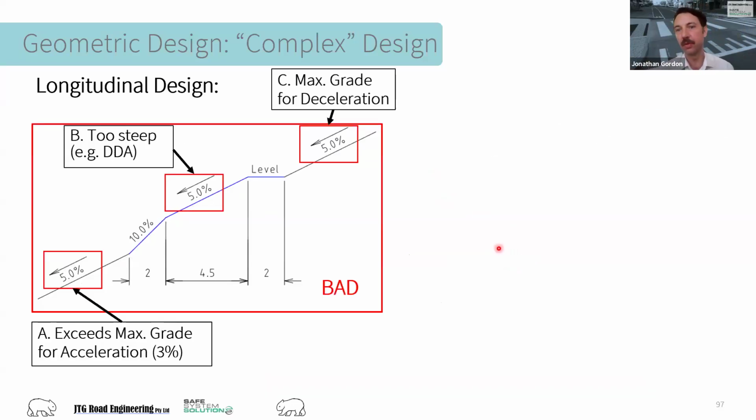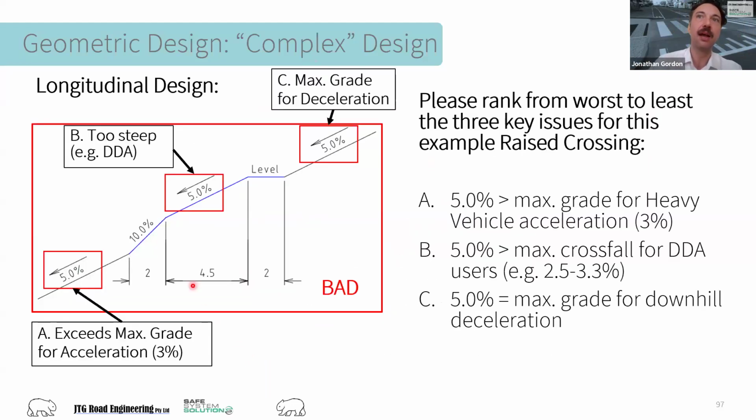So now let's have a look at what we've got here for our longitudinal grade that was too steep, in my opinion, at least, and for all the lessons that we've been learning. So for this one, just another quick quiz for us. Let's rank our issues here from worst to least bad. We've got A, where it exceeds our maximum grade for acceleration. B, where it's too steep for the crossing crossfall. Or C, where we're at our maximum grade for deceleration.